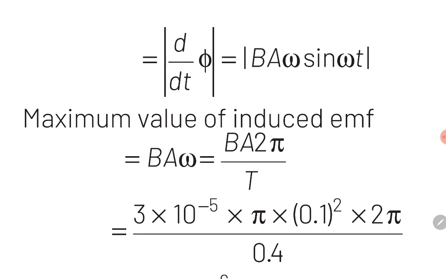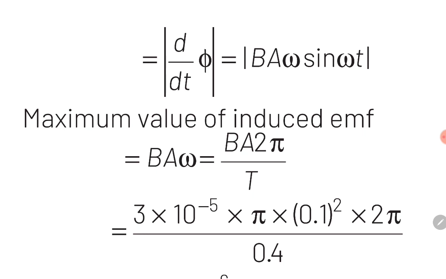And guys, जब हम BA cos omega t का डेरिवेटिव लेंगे, we will obtain the final answer as BA omega sin omega t. So this is the value of EMF induced. Now maximum value of sin omega t is 1 and therefore maximum value of EMF induced will be BA omega. In this question, value of magnetic field B has been given as 3 into 10 raised to minus 5 Tesla. Area will be taken as pi r square. Radius will be taken as 0.1 meters because it has been given as 10 centimeters.